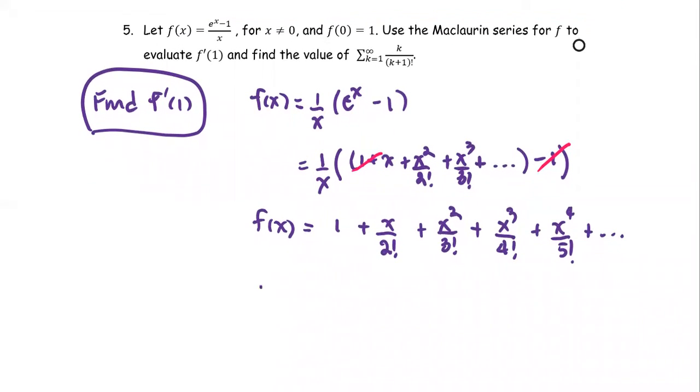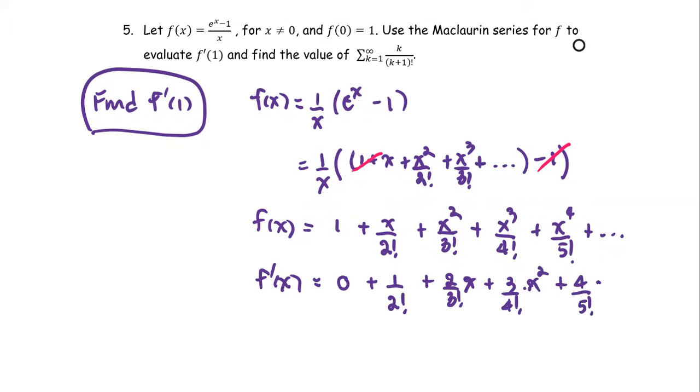To find f prime at 1, we're going to find the derivative term by term. The first term is going to be 0. The next one is going to be 1 over 2 factorial plus 2 over 3 factorial times x plus 3 over 4 factorial times x to the second plus 4 over 5 factorial times x to the third and so forth.